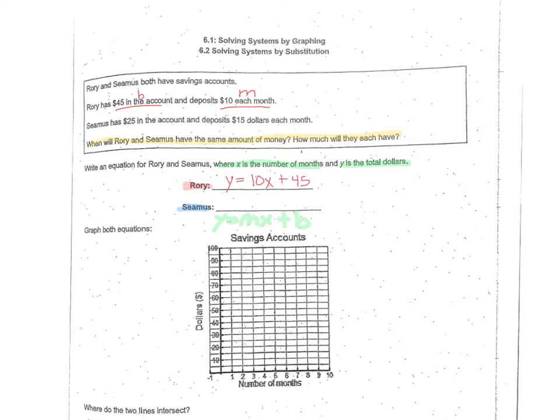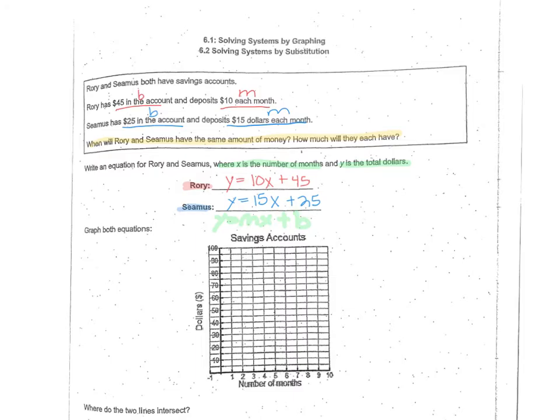And if we look, Seamus has $25 in the account and deposits $15 a month. So this is the y-intercept and this is the slope. So we'll say that y equals $15 per month and then starts at $25. When we look at the two equations, Roy starts with more money, but he's saving less money per month. Seamus starts with less money, but he's saving more money each month.